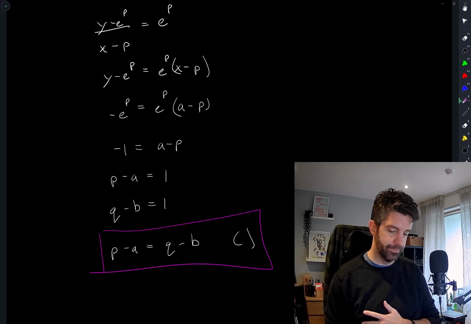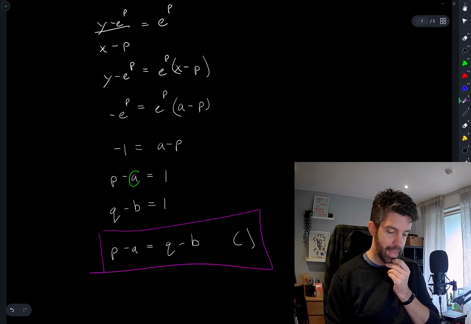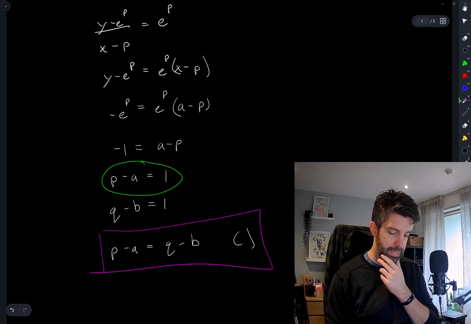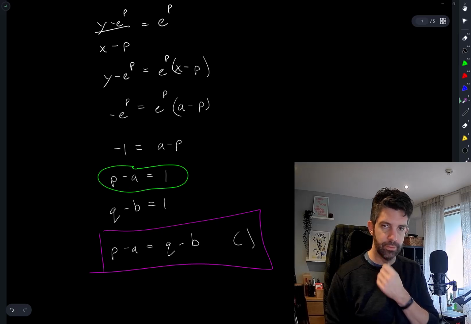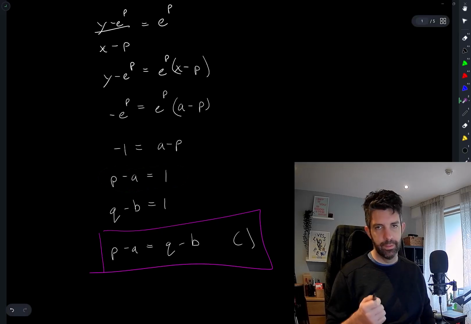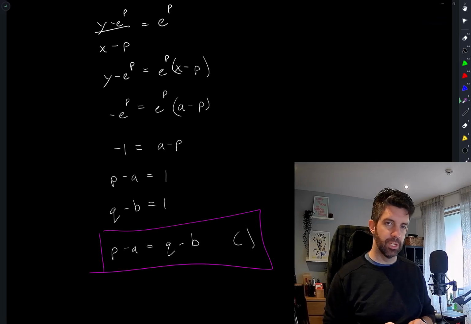And when you're trying to solve for a in terms of p, I've done it here. A is solved for in terms of p here. And when you see that as an intermediate step, this difference is equal to 1. You should be pretty quick to identify that option C is what they're looking for.